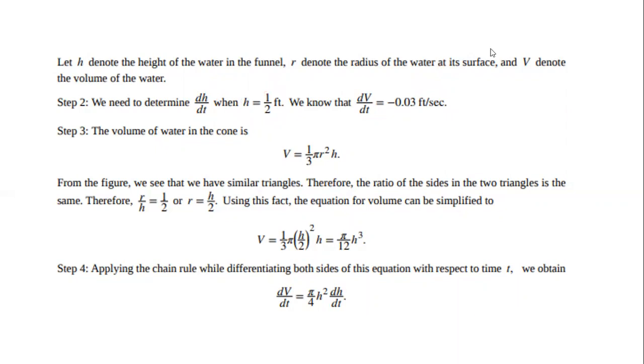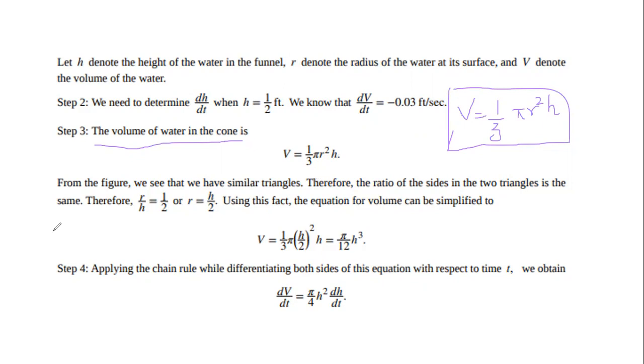Now, how to find it? The governing equation for this is the volume of water in the cone. It is a conical shape, so the volume V equals 1/3 pi r squared h. From this figure, we see that we have similar triangles. Therefore, the ratio of sides in the two triangles is the same.